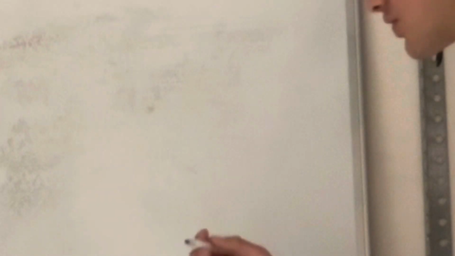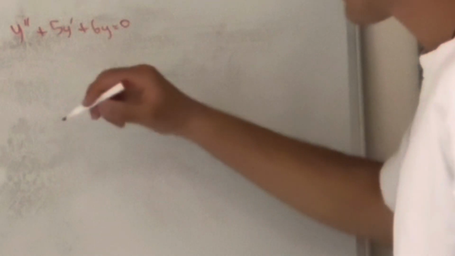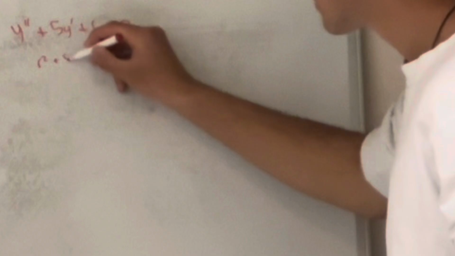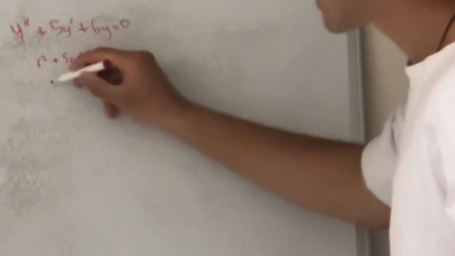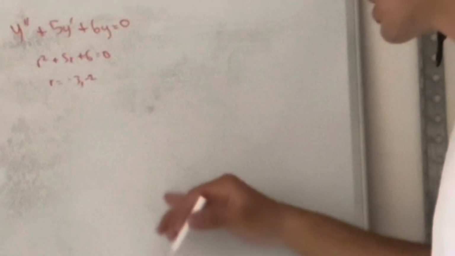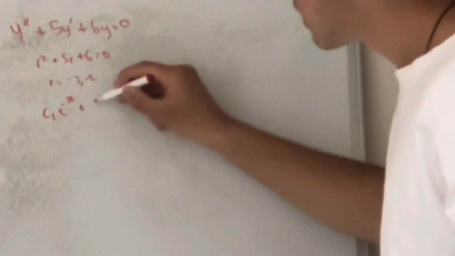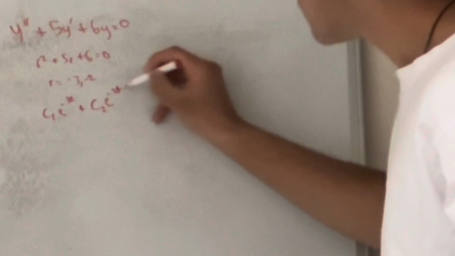If you will recall from last video, we examined this differential equation, so let's just write it again. y double prime plus 5y prime plus 6y equals 0. We found the characteristic equation to be r squared plus 5r plus 6 equals 0, which gives us r equals -3 and -2. And if we just omit the initial conditions, we get a general solution of C1 e to the -3t plus C2 e to the -2t.